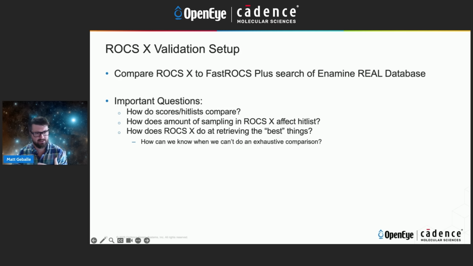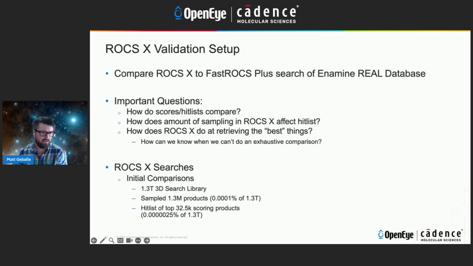Also, because ROCS X is probabilistic and we do a fixed amount of sampling, we'd like to understand how the amount of sampling that we do affects the hit list. And then there's the fundamental question of, when you do a probabilistic search, and especially at such large library sizes, do you find the best things that you could find? And how can we actually know that when trillion molecule libraries are too large for us to do an exhaustive comparison?